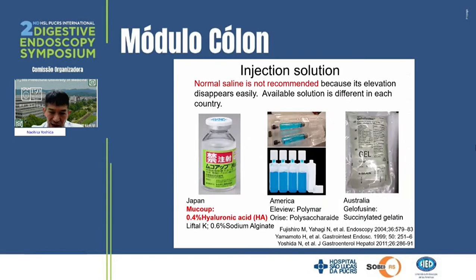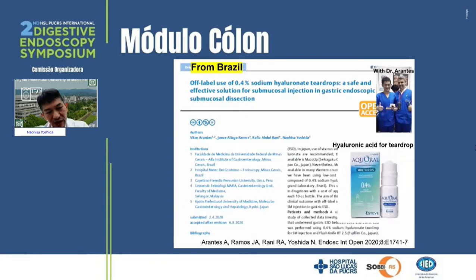For precutting EMR and for hybrid ESD, injection solution is very important. Normal saline is not recommended because its elevation disappears easily. So available solution is different in each country. In Japan, we can use hyaluronic acid, and also we can use sodium alginate. And in America, like that. But I heard also in Brazil, there are no hyaluronic acid and there are no polymer or other agent for endoscopic treatment. So I recommend for precutting EMR, please use hyaluronic acid for teardrop.